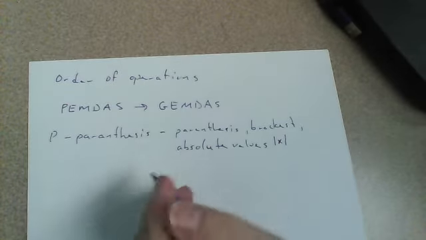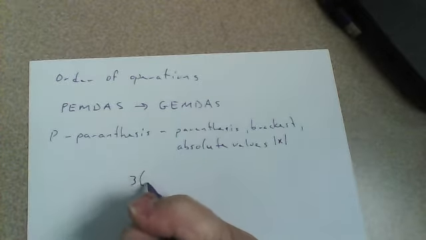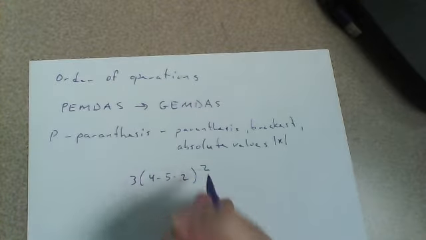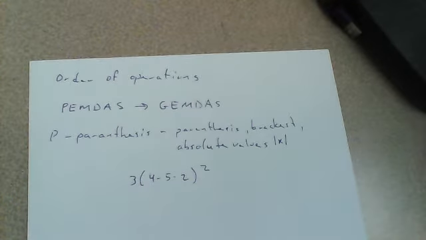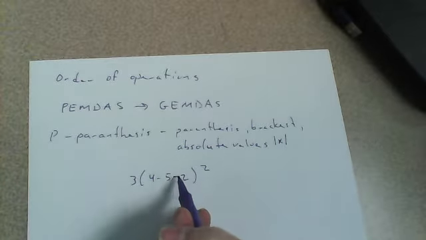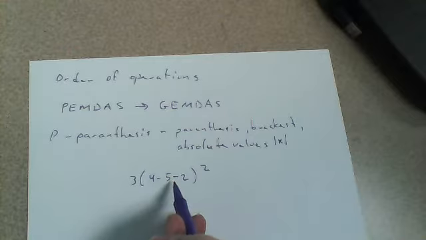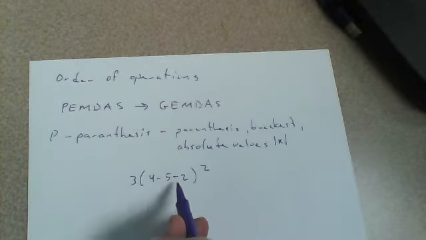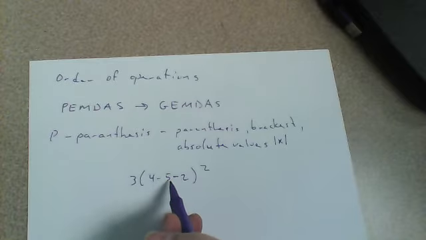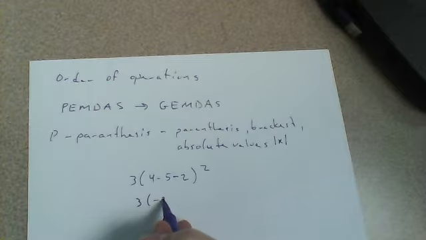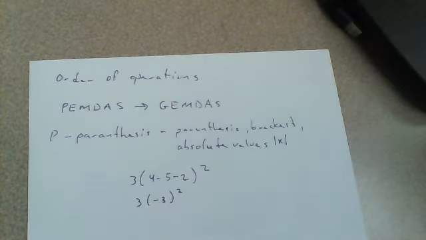So if I have something like 3 times (4 minus 5 minus 2) squared, when I look at that, I'm going to deal with what's in here first, right? So I have 4 minus 5 is minus 1, minus 2 is negative 3, right? Did I get that right? 4 minus 5 is minus 1, minus 2 is negative 3. So I would have 3 times negative 3 squared.